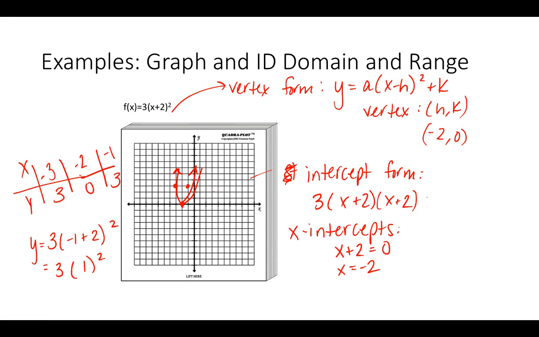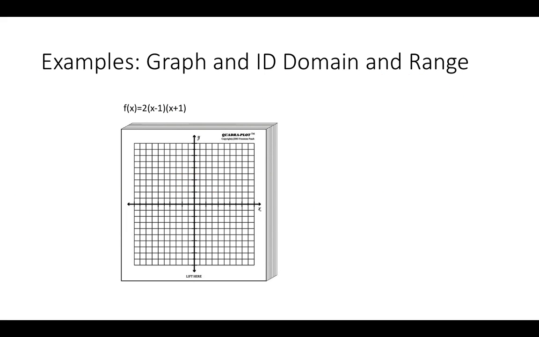As far as domain and range goes, your domain is still going to be all real numbers. And then your range, we still look at that vertex. So here, we're starting at 0 and above. So y is greater than or equal to 0. Here's one more example of that intercept form from yesterday. This one we can't do in vertex form because the parentheses aren't the same.